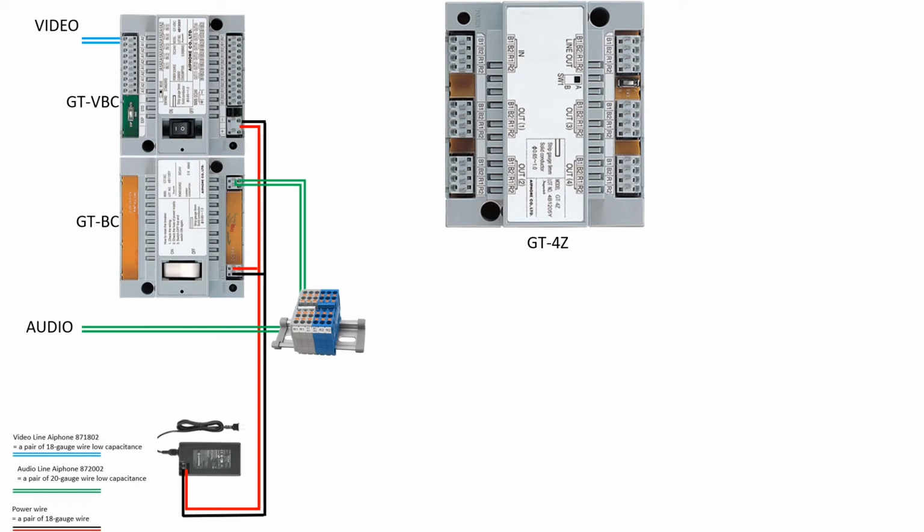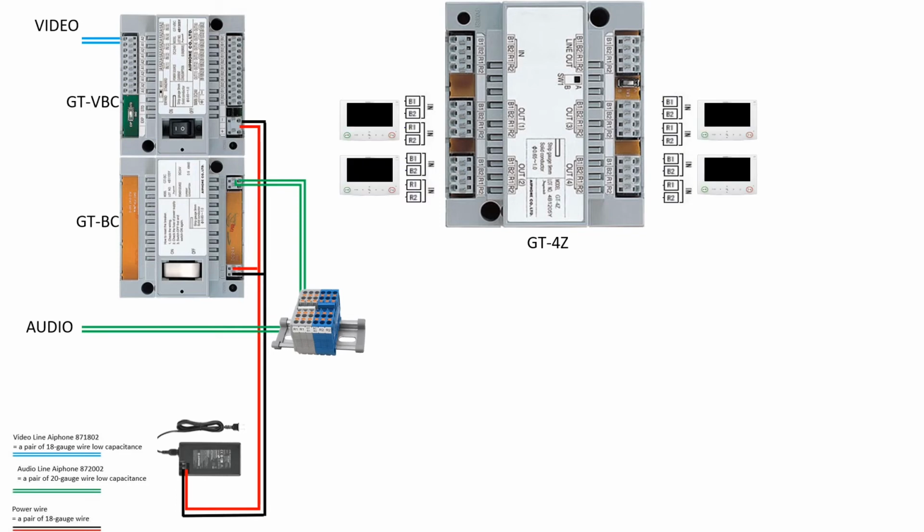When using the home run method, we need to add a new product called the GT4Z. The GT4Z is designed to support up to 4 apartments. You cannot take a loop wire and terminate it on the GT4Z. It can only support an individual apartment off of each output. That being said, let's start adding our apartment stations.